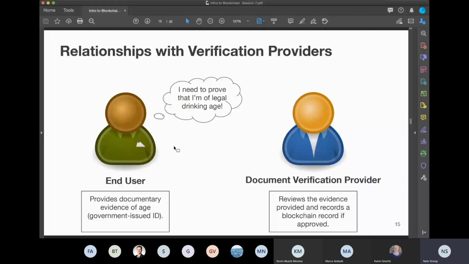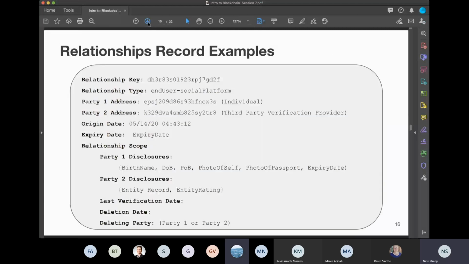The verification provider is going to review that evidence, and they're going to record a blockchain record if it gets approved. You can ignore this drinking age. This is left over from another example. So let's look at what that relationship record would look like.